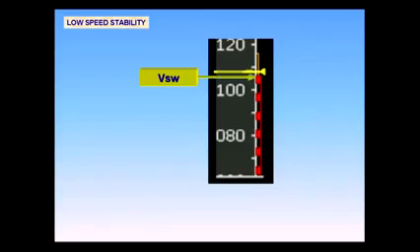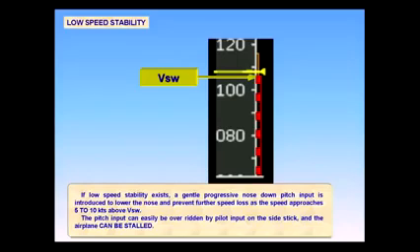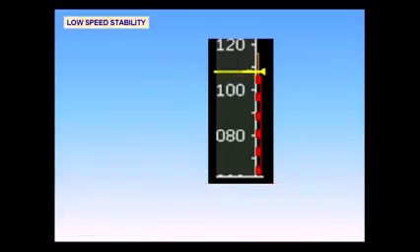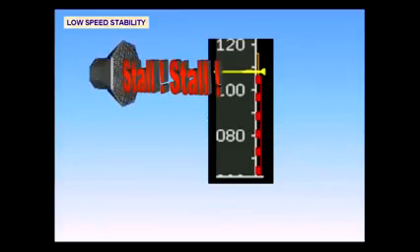If low-speed stability exists, a gentle progressive nose-down pitch input is introduced to lower the nose and prevent further speed loss as the speed approaches 5 to 10 knots above VSW. The pitch input can easily be overridden by pilot input on the side stick, and the airplane can be stalled. At VSW, an aural warning is triggered, along with the stall warning cricket. The aircraft will stall if the warning is ignored. Alpha floor protection is inoperative in alternate law.